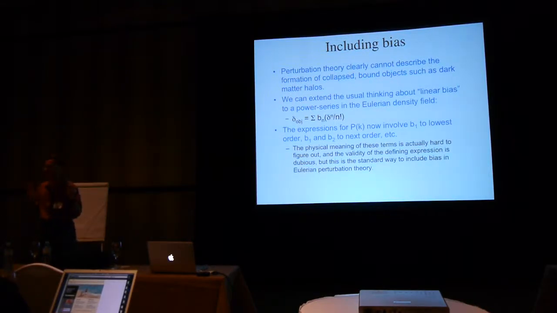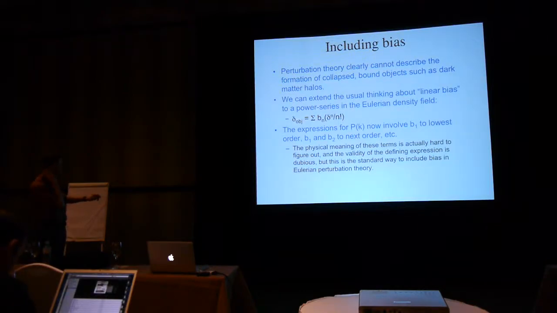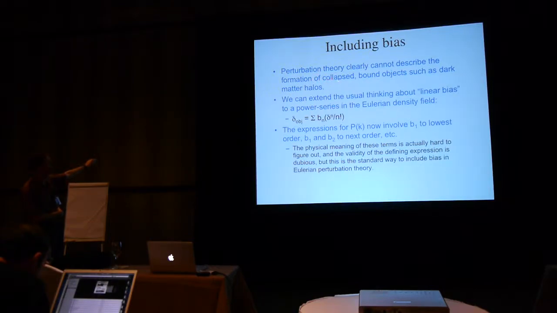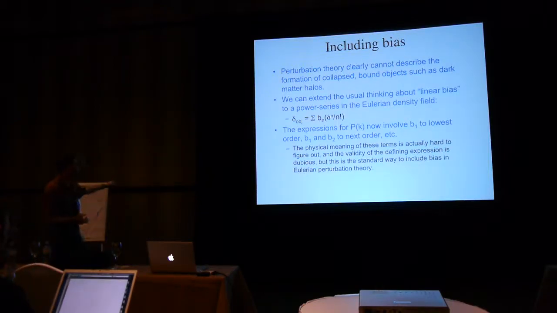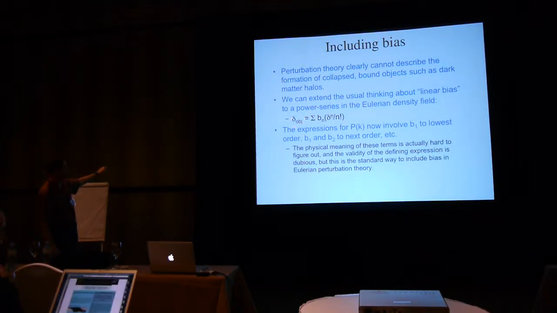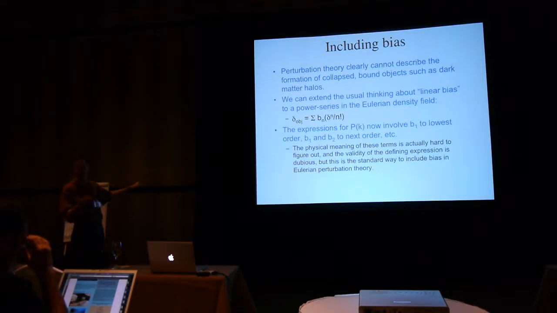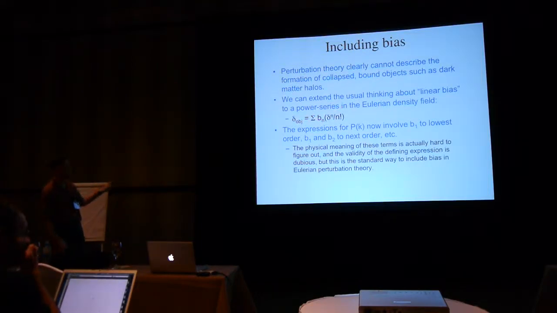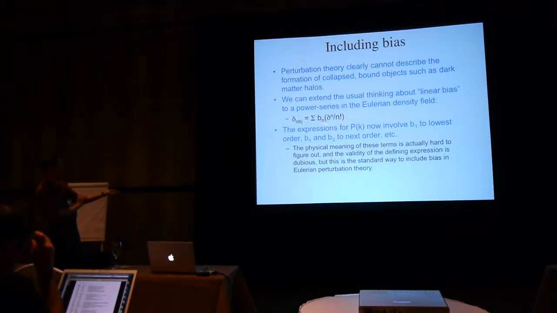So everything I've talked about until now is, of course, just for the mass. You can include bias. I'm not going to spend very much time doing that in Eulerian perturbation theory for reasons that we'll see in just a little while. So obviously, we're not going to be able to take this perturbative approach and deal with something completely nonlinear, like a bound collapsed dark matter halo or something. But we can extend the usual way of thinking about linear bias to say that the density contrast of some object is some expansion in the mass, where I just Taylor series expand this, with some coefficients b sub n. So the first order term would be that delta object is b times delta mass. That would be linear bias, and then I could go to nonlinear orders.